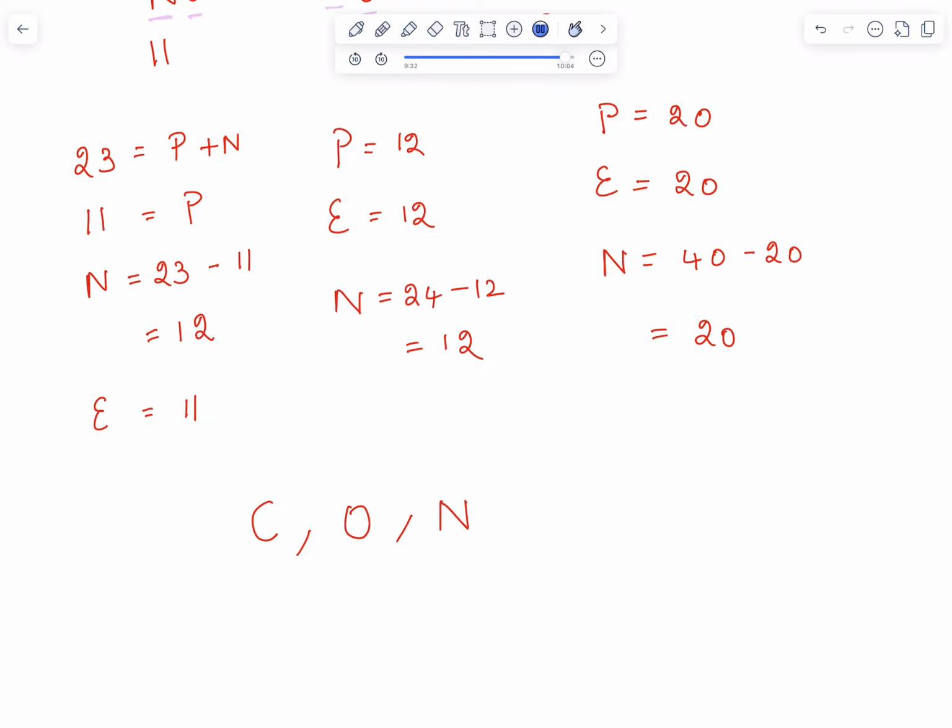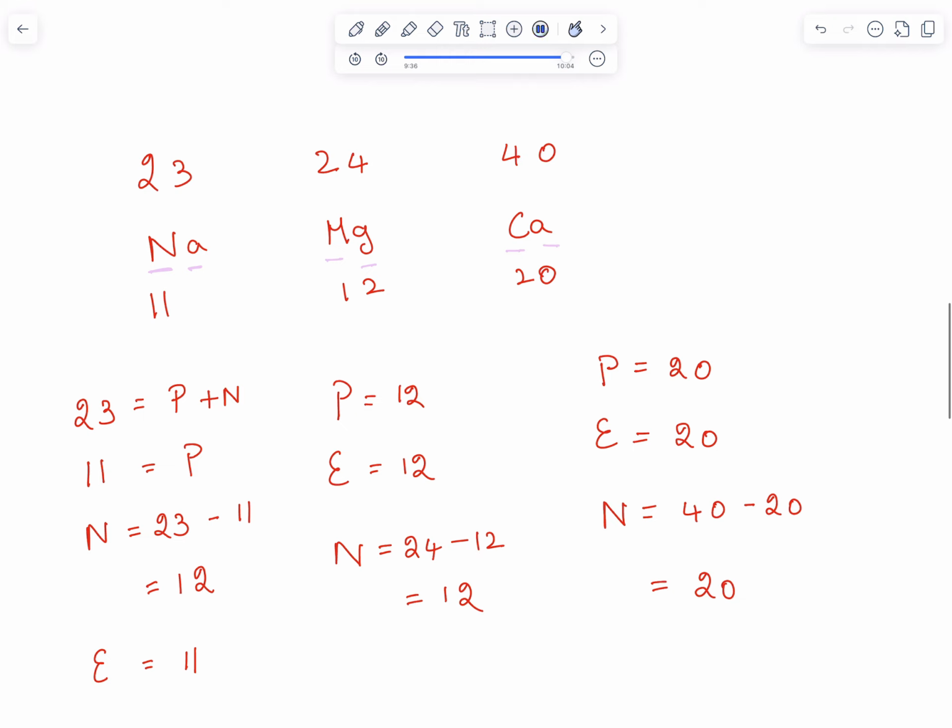But if there are 2 letters, let's say like sodium, you can see here the first letter of the symbol is capital, but the second letter is lowercase. So any symbol which carries 2 letters in its representation, the first letter is always capital and the second letter is lowercase.